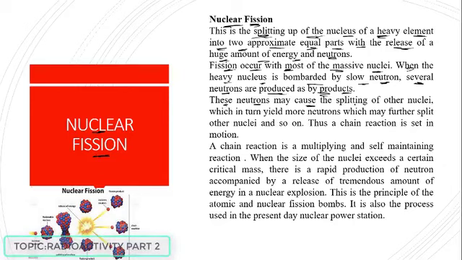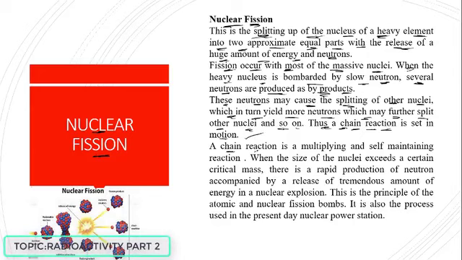These neutrons may cause the splitting of other nuclei, which in turn yield more neutrons, which may further split other nuclei, and so on. Thus, this leads to a chain reaction which is set in motion. When they are split, they form other nuclei, and those nuclei are also split, yielding more neutrons, and so on. And so this forms a chain reaction. A spontaneous reaction is set in motion.